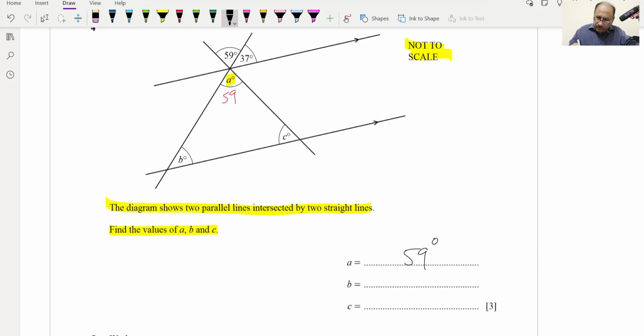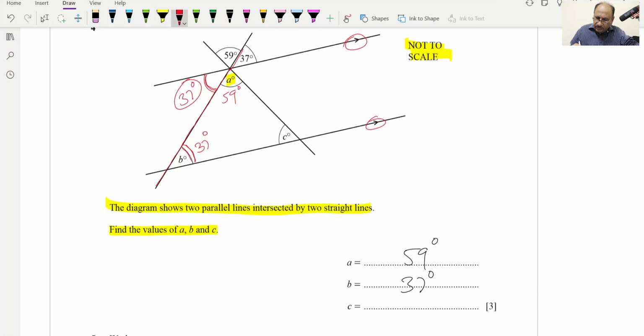Now after this one, this angle is also opposite of 37. So we can write this angle as 37 degrees, and this is also by opposite angles. We know this line is parallel to this line, and a straight line is intersecting these two parallel lines. So this angle will be equal to this B angle. If this is 37, B angle will also be 37. So B will be 37 degrees.